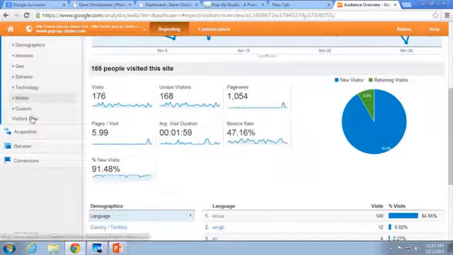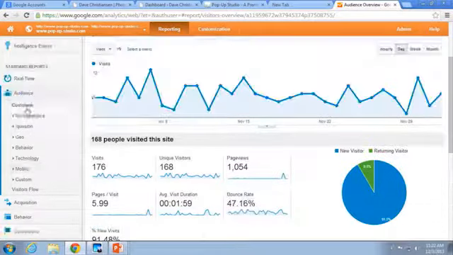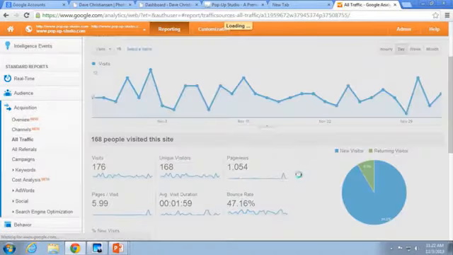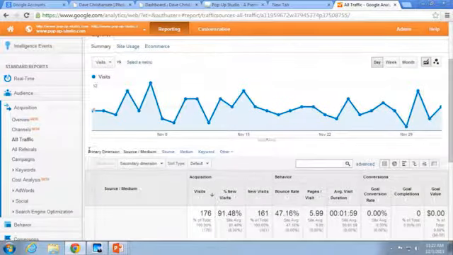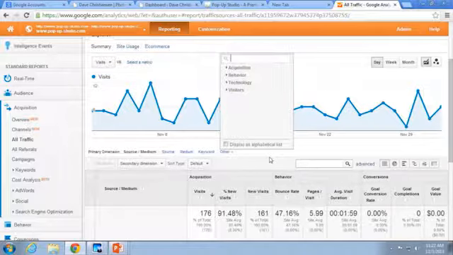to understand what these mean. So as we get through this, you'll see at the top this section that says primary dimension. These are all dimensions: source, medium, keyword, and there are additional dimensions that you can add as well.